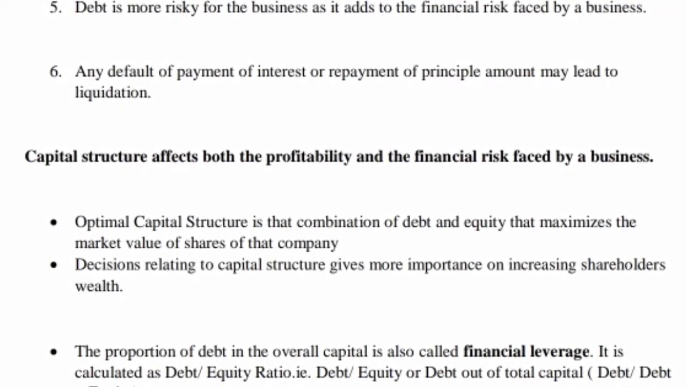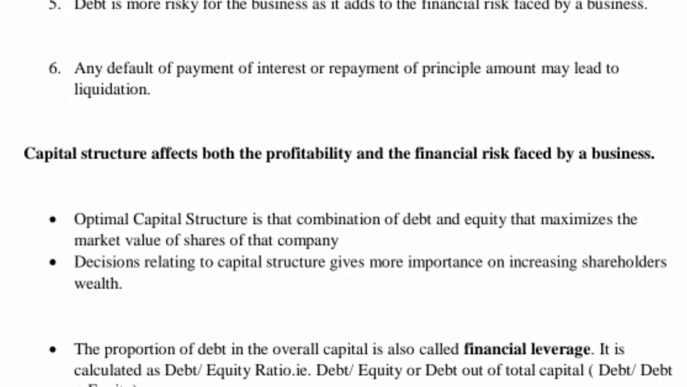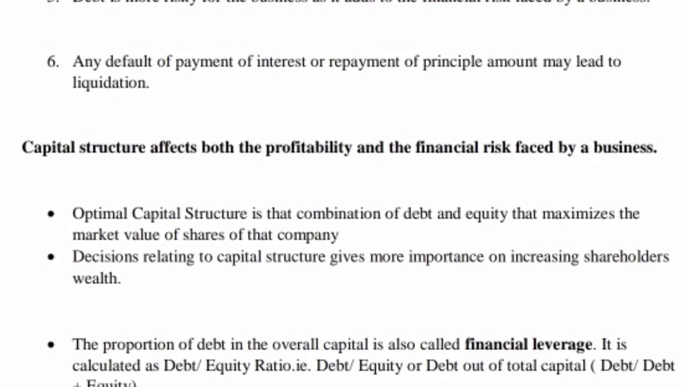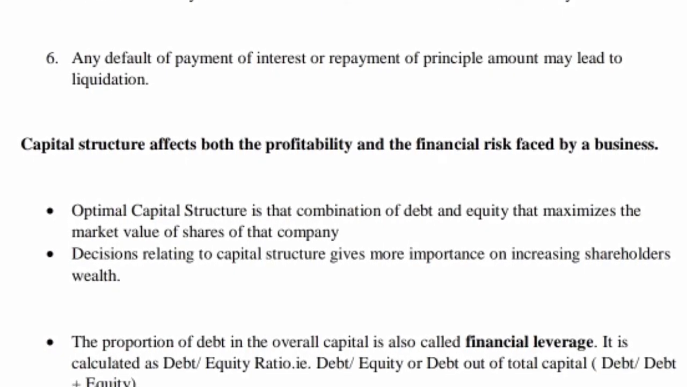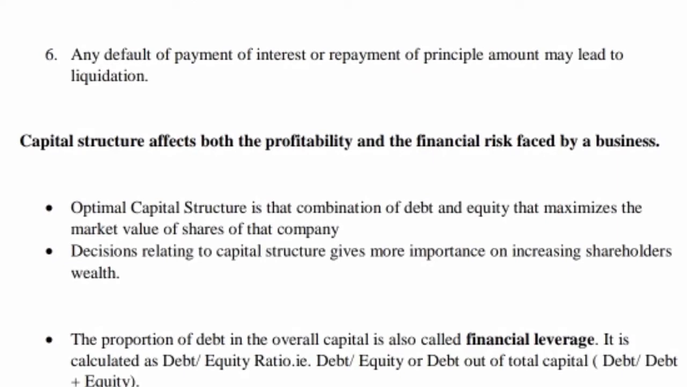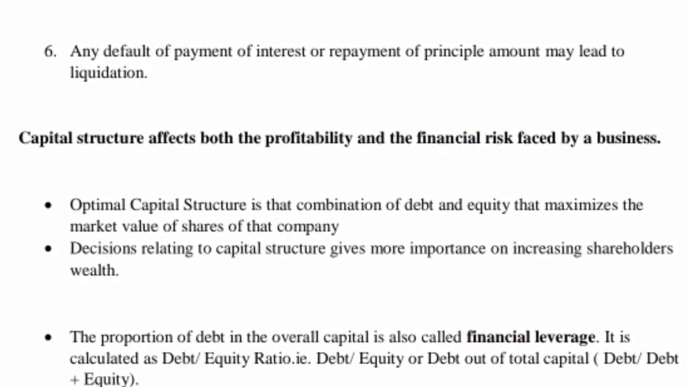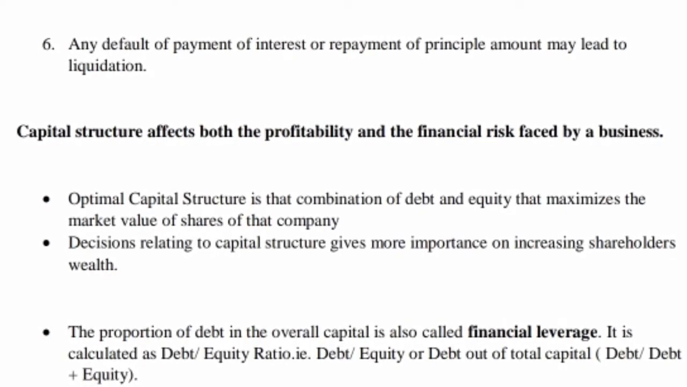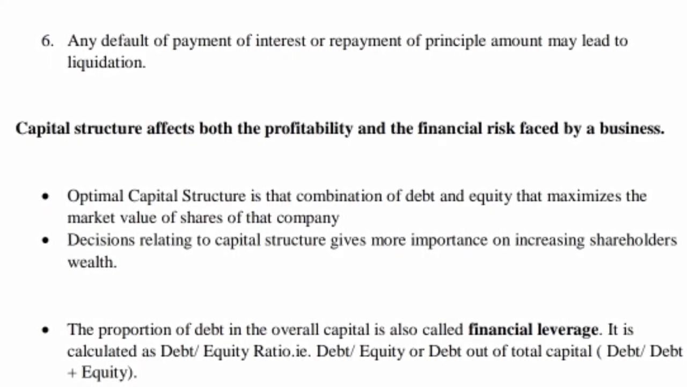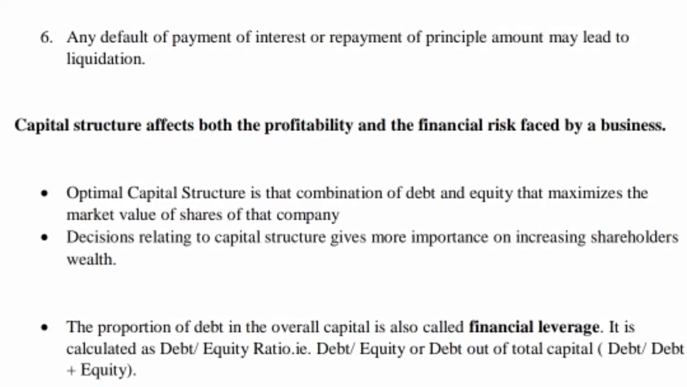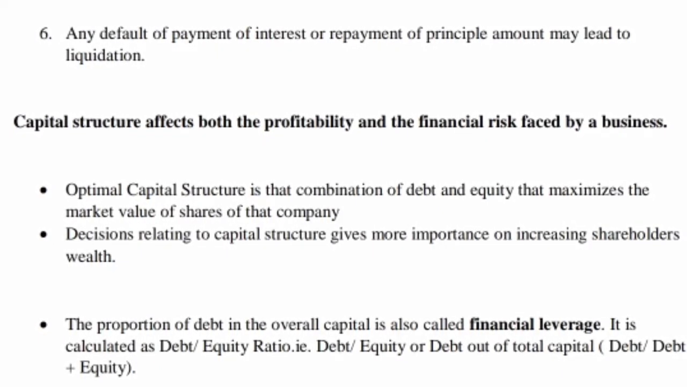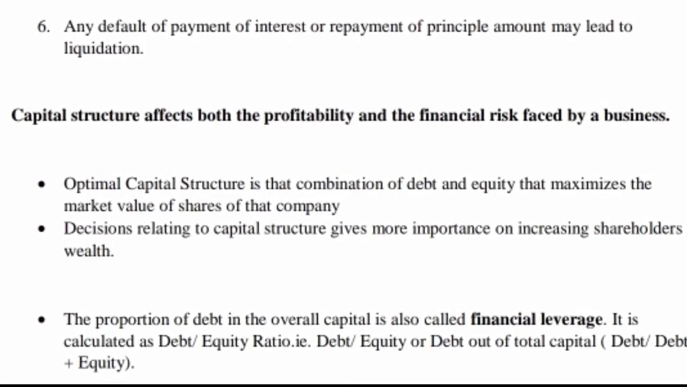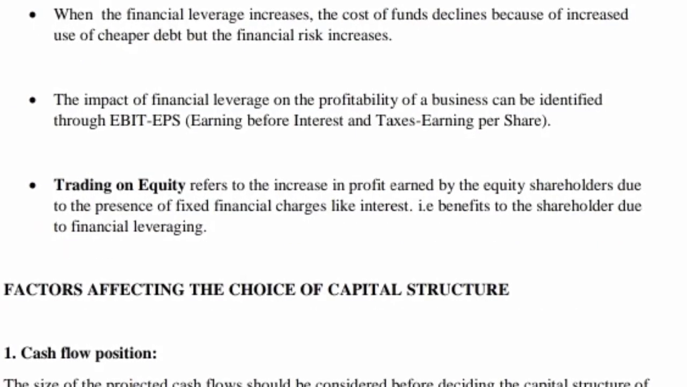Capital structure affects both the profitability and the financial risk faced by a business. Optimal capital structure is that combination of debt and equity that maximizes the market value of shares of that company. Decisions relating to capital structure give more importance to increasing shareholders' wealth. The proportion of debt in the overall capital is also called financial leverage. It is calculated as the debt/equity ratio, that is, debt/equity or debt out of total capital, debt/(debt plus equity).